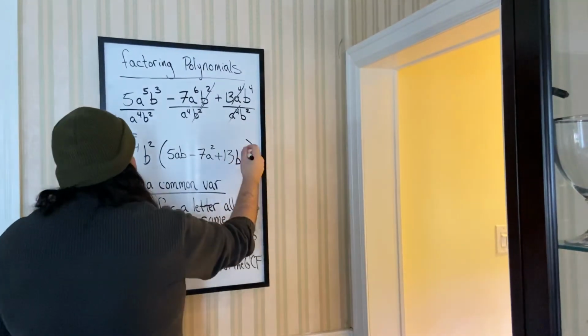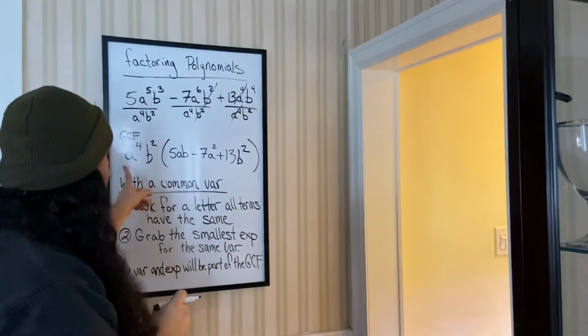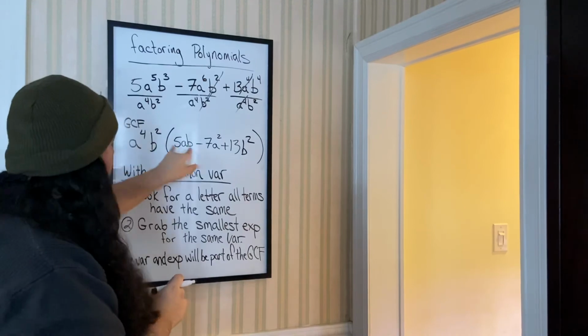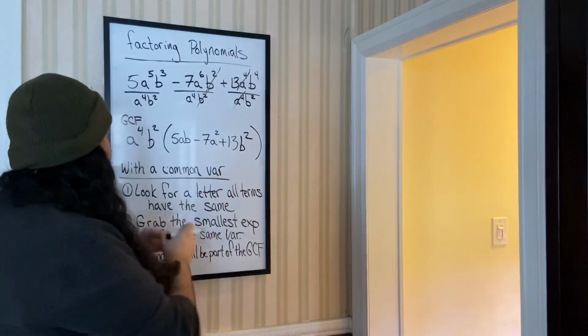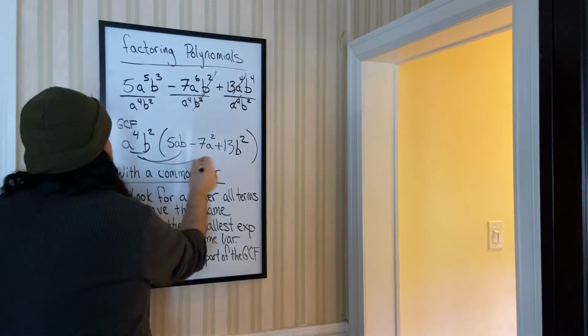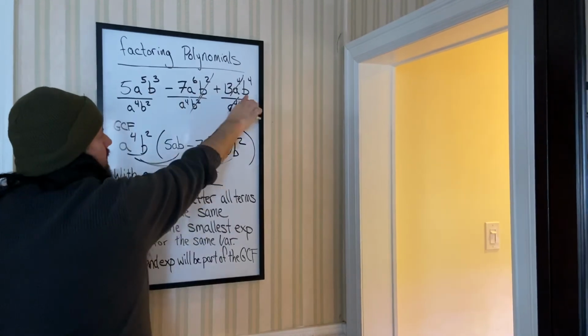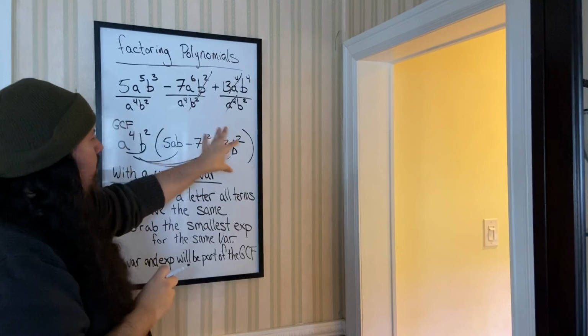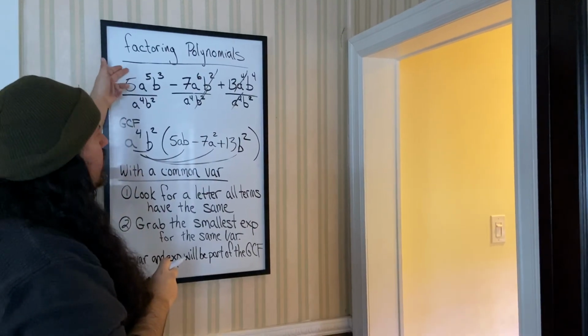So you can see here, this is going to be your answer. If you multiply this whole term with this times this times this by distributing, you should always get your original. That's another way that you can always double check when factoring, is multiply this out to make sure that you get your original answer.